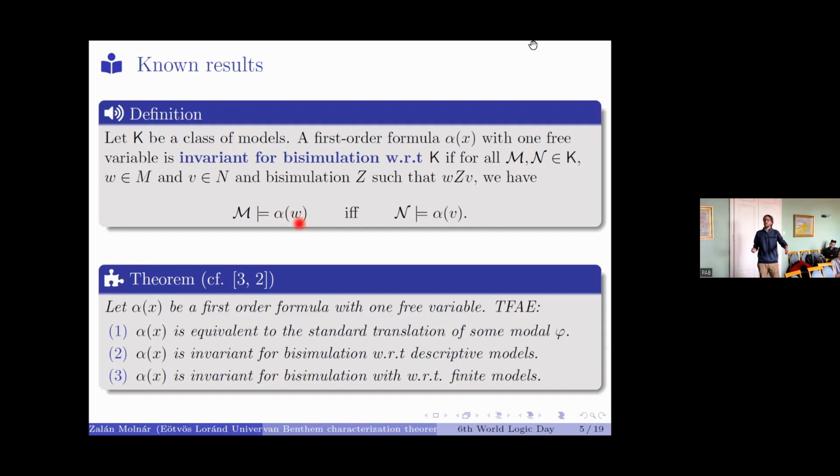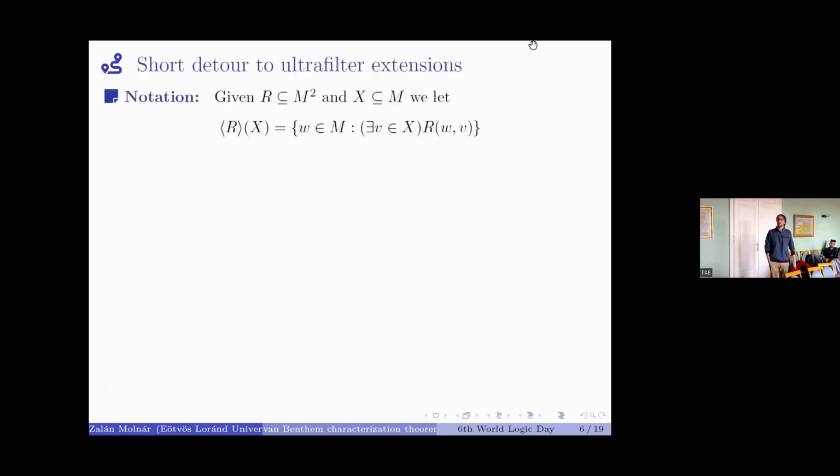This was proved in 2022 by Bezhanishvili and Henke, and the third one is that alpha is invariant for bisimulation with respect to finite models. This was proved in 1997 by Rosen. And of course, today the aim will be to add the fourth here, to prove it with respect to the class of ultrafilter extensions. But let us see what ultrafilter extensions are.